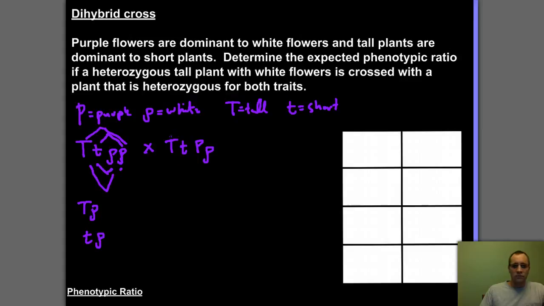This individual, you could see it could be big T with big P. It could be little t with little p. So let's write these down. Big T with big P.